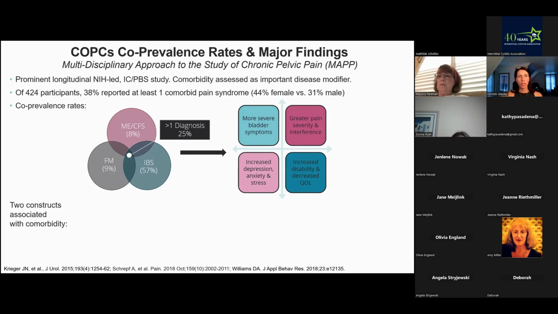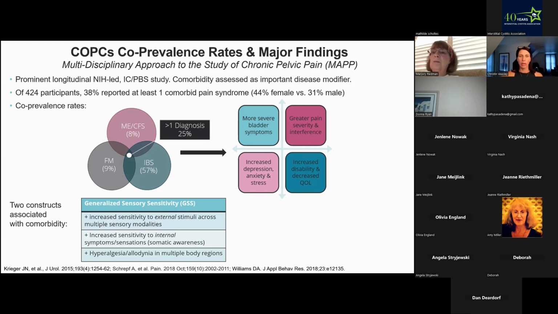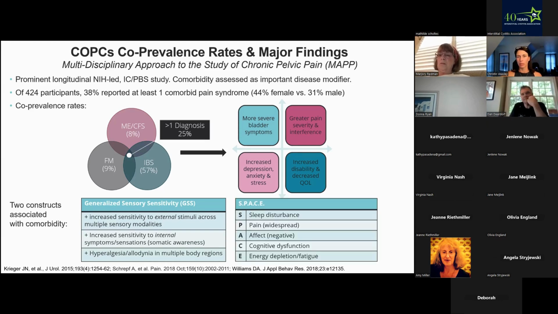So the research team associated with MAP came up with 2 constructs that are highly associated with having interstitial cystitis and comorbidity, which they term generalized sensory sensitivity, which just simply means that people had increased sensitivity to external stimuli across multiple sensory modalities. So this could be touch, heat, cold, pressure, any of those things. They had increased sensitivity to internal symptoms, so just meaning they had heightened what people call somatic awareness, but it could have sensitivity to light, to sounds, to odors, just general body pain, and then increased hyperalgesia or allodynia in multiple body regions, which just means they have abnormal pain processing in different areas of their body.